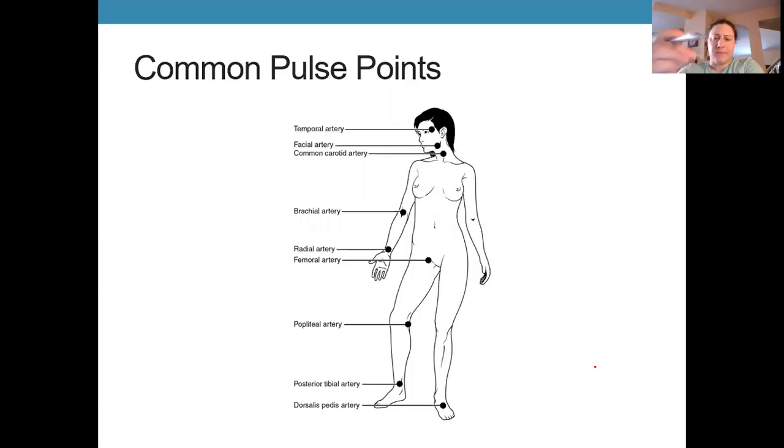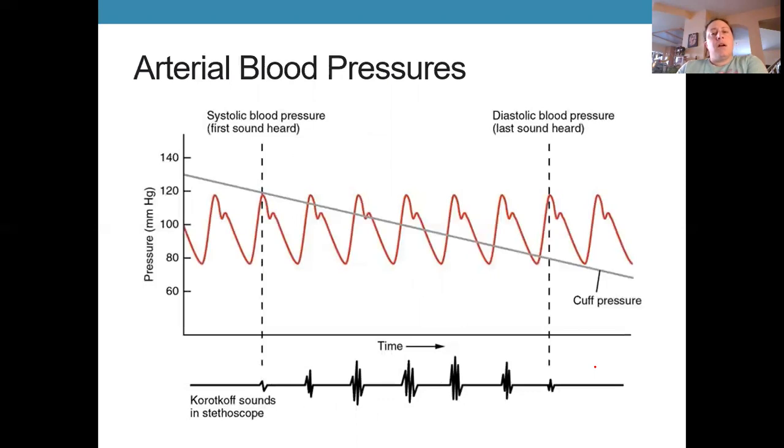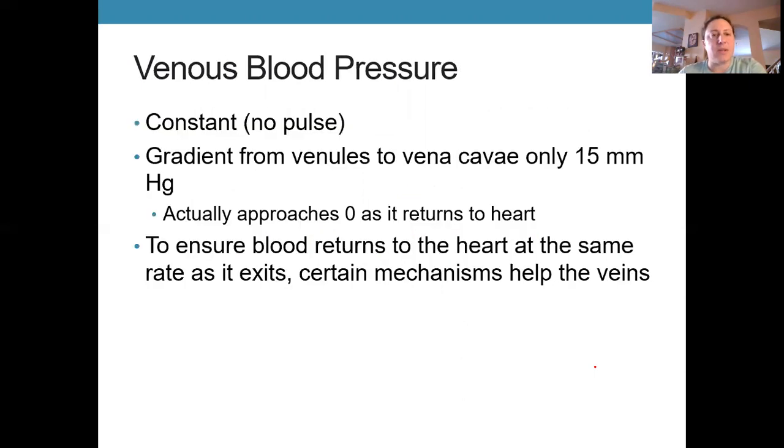This is just in your book, some of the arteries that are easier to feel. You guys don't need to know them, it just feels like we need a visual for pulses. We're just going to skip this. Don't really need to know it.